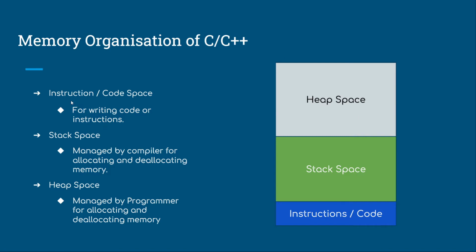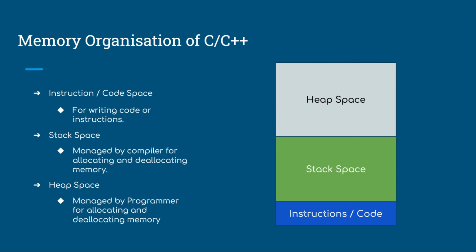So first, going to the instruction or code space. This is basically a space for writing the code or instruction set to let the processor or the computer know what you actually want to do with the data. Fine. And then stack space.